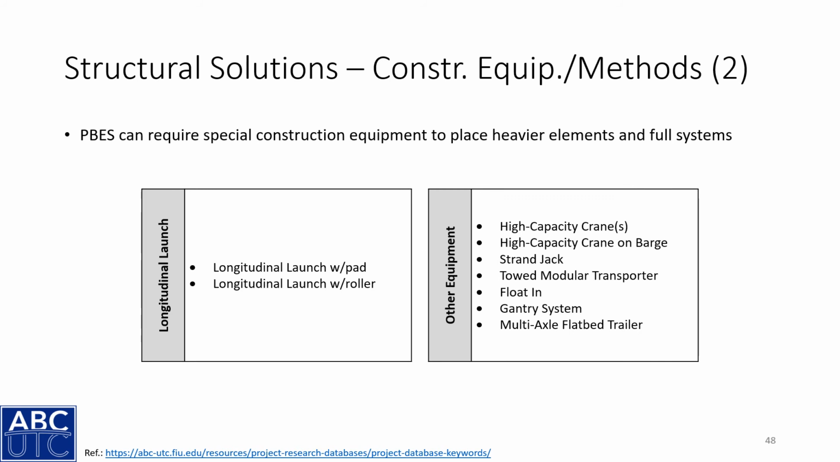Here are two additional subcategories for construction equipment and methods. The first are longitudinal launches, and other equipment can be used as well. Oftentimes our prefabricated bridge elements can be very heavy and require high capacity cranes. And also if you're working over waterways, you can put your cranes on barges. So those are a couple commonly used techniques.